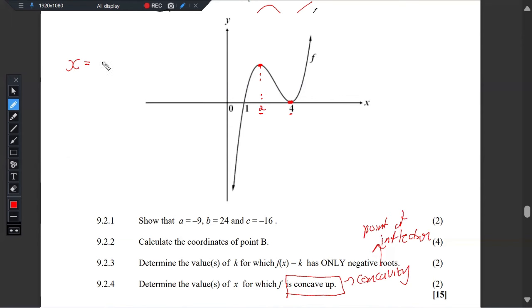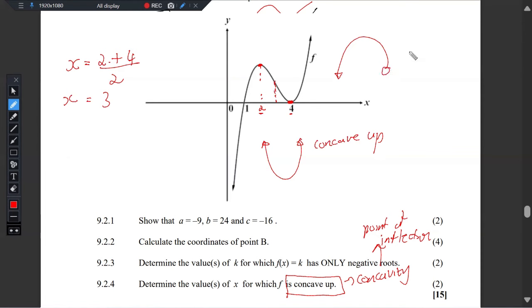So by simply saying x is equal to 2 plus 4, then divided by 2. So it needs to be somewhere here, being a midpoint, right? So 2 plus 4 is 6, 6 divided by 2, that's 3. So my point of inflection is x equals 3. But remember, I'm looking for where it is concave up. Now, concave up is this type of shape here. This is a concave up shape. And then here, this is concave down, right?